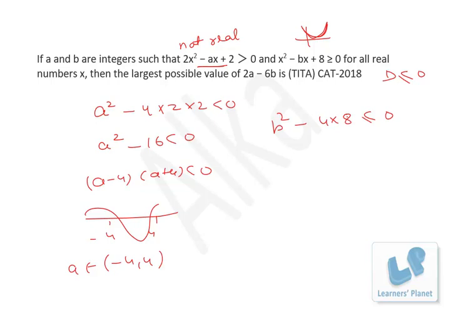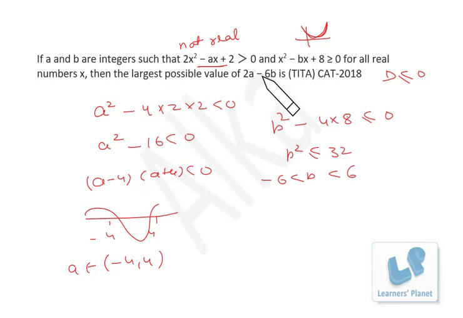So here we can see b square is less than or equal to 32. Okay, so b is also an integer, so it can be from minus 6 to 6. It should be greater than minus 6 and less than 6, right? So b square will be from minus 25 to 25. Okay.